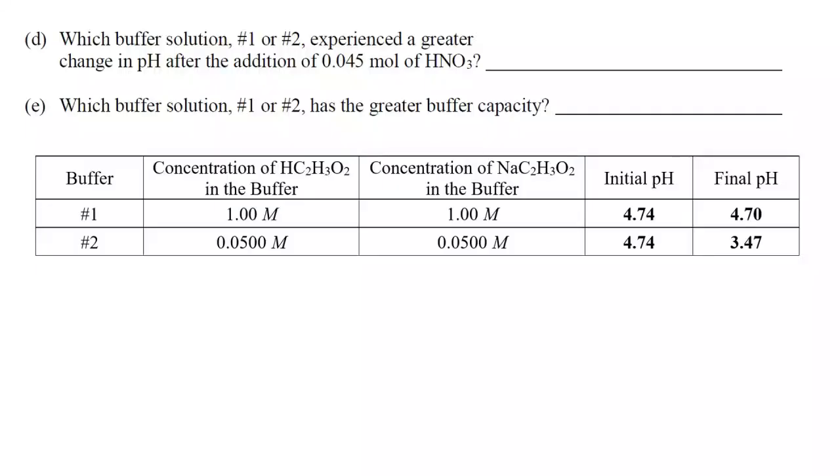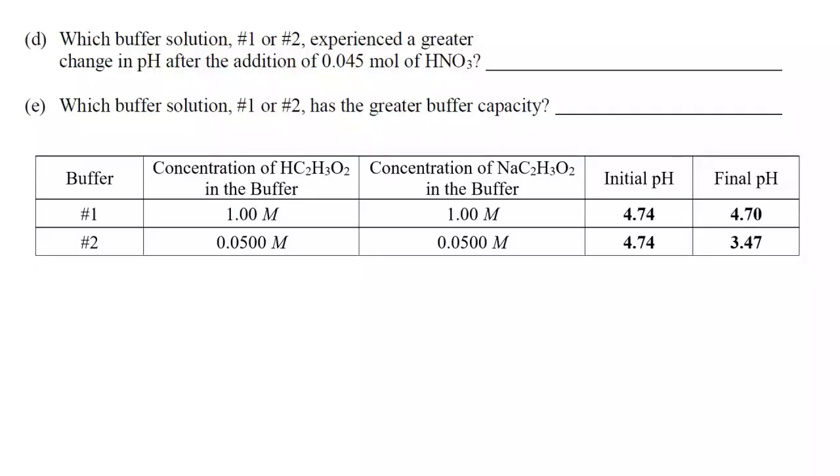Now with buffer number 2, it had a much smaller concentration of each buffer component. The initial pH of buffer number 2 was the same as buffer number 1, but when that same small amount of strong acid, that 0.045 mole of nitric acid, was added to buffer number 2, it experienced a much larger magnitude of change for its pH. It went from 4.74 all the way down to 3.47.